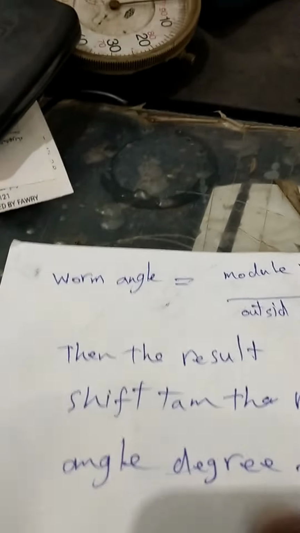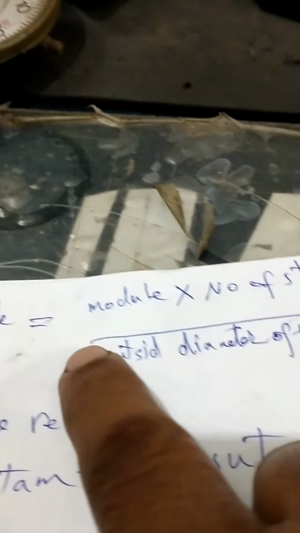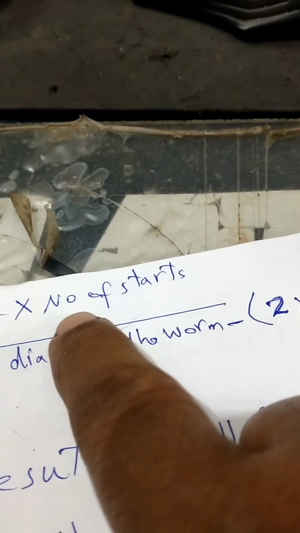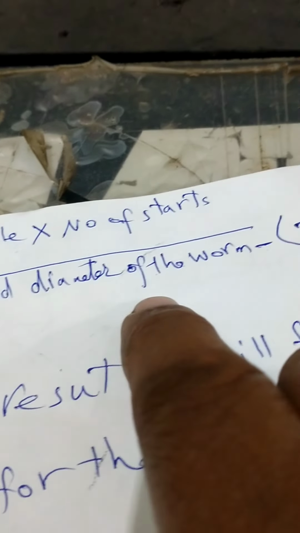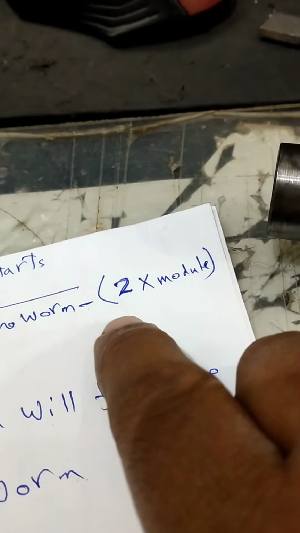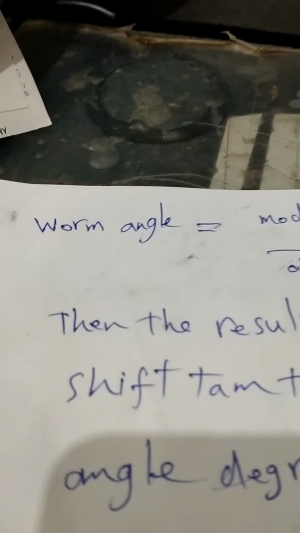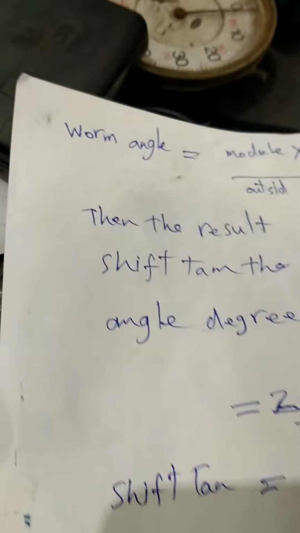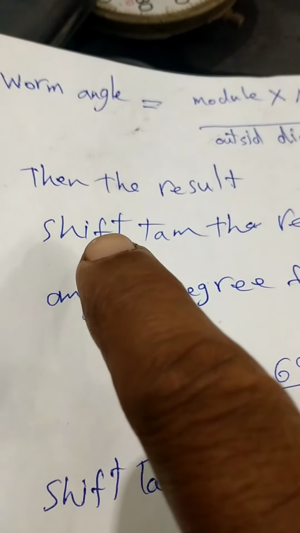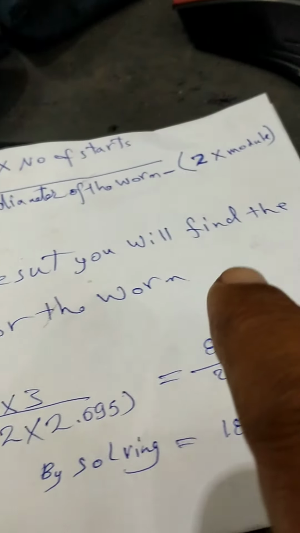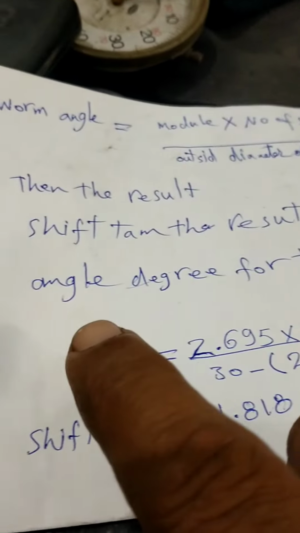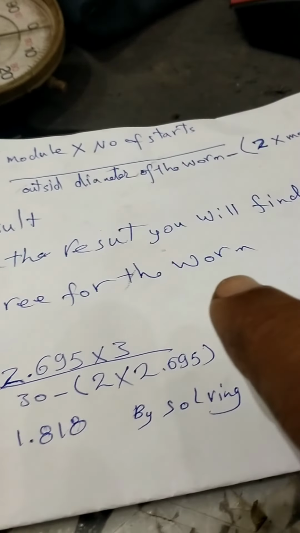The formula is worm angle equals module times number of starts divided by outside diameter of the worm minus 2 times module. Then the result will shift tan. The result, you will find the angle degree for the worm.